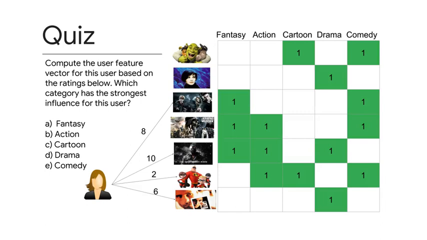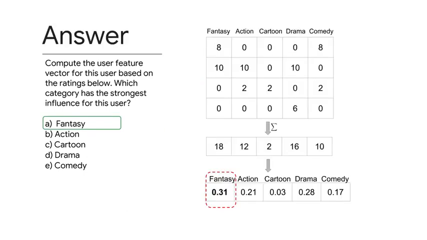Let's look at another user's movie ratings. Compute the user feature vector for this user, based on their ratings for the movies and their respective features. Which category has the strongest influence for this user? For this user, the fantasy category has greatest value, and thus the strongest influence.